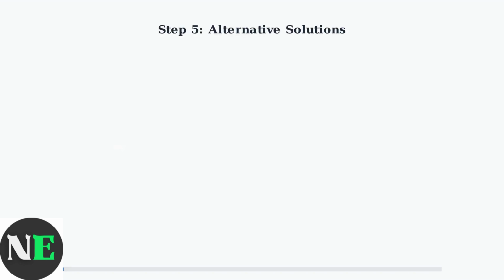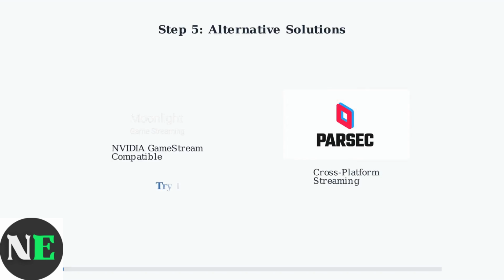If Steam Remote Play continues to have issues, consider alternative streaming solutions. Moonlight with Sunshine offers excellent NVIDIA game stream compatibility, while Parsec provides cross-platform streaming with different optimization approaches.